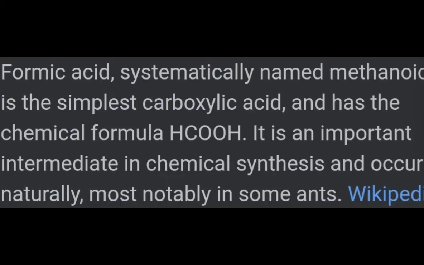Another weak acid is formic acid, or methanoic acid. It is present in bee and ant stings. It is slightly poisonous to us, and that is why we feel a stinging and burning sensation when bees and ants sting us.